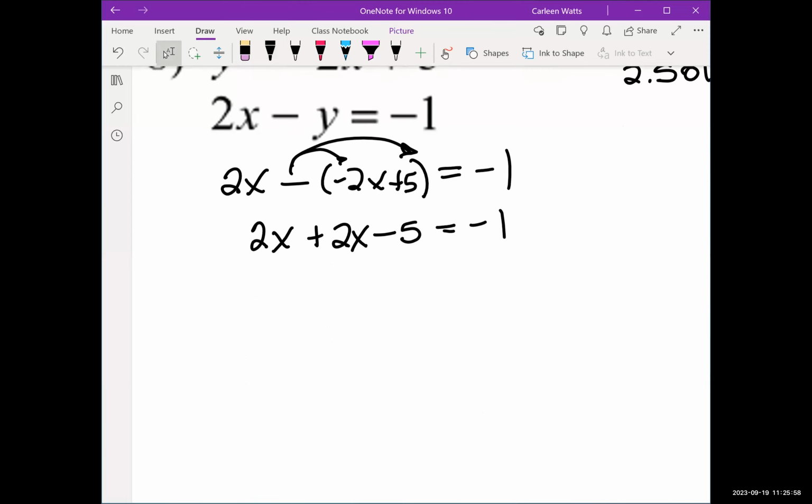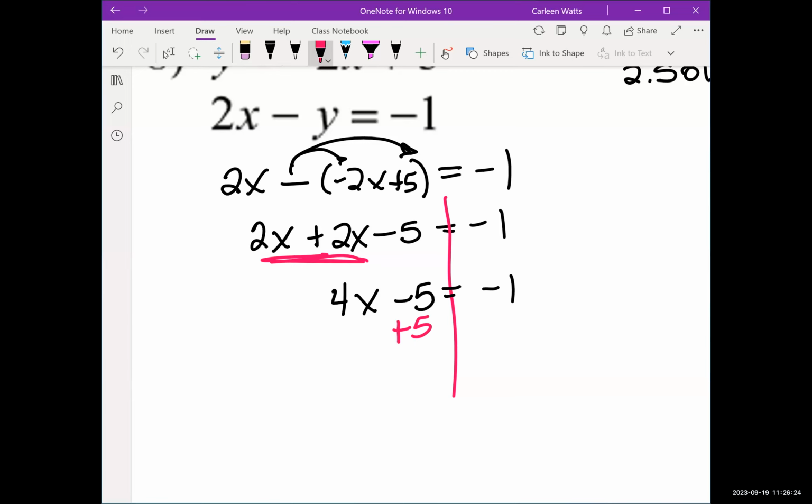Okay, what's my next step? Okay, combine like terms, add them together. You may have meant add the 5. You could have added the 5. Now we're going to add the 5. What's -1 plus 5?